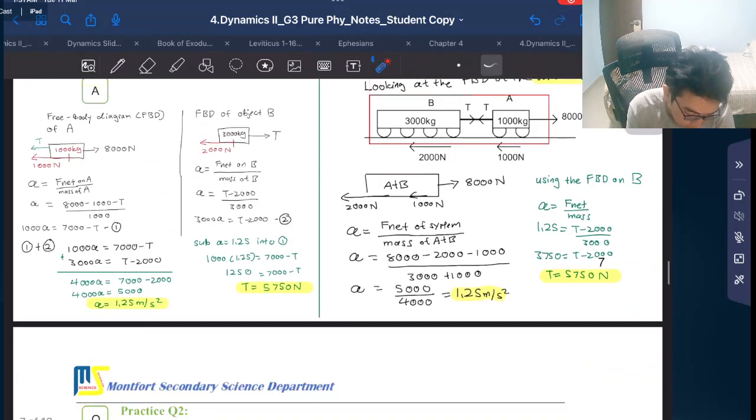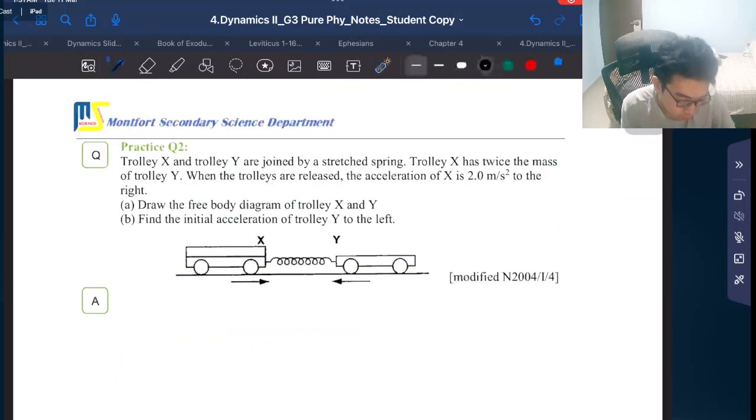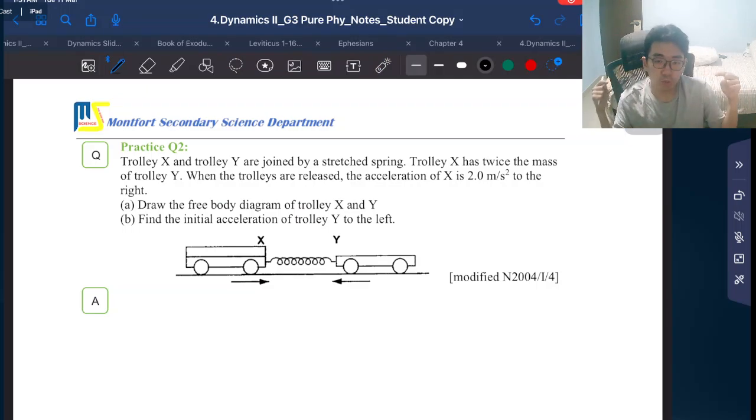Okay, then we take a look at practice question 2. We have trolley X and trolley Y joined by a stretched spring. Trolley X has twice the mass of Y. When the trolleys are released, the acceleration of X is 2 meters per second squared to the right. So they draw the free body diagram of trolley X. Before you even go to the question, you ask yourself, how does it look like? Stretched spring, so it's already being stretched. So this means that when I release, it will come together.